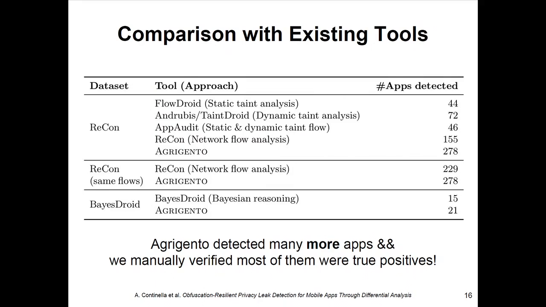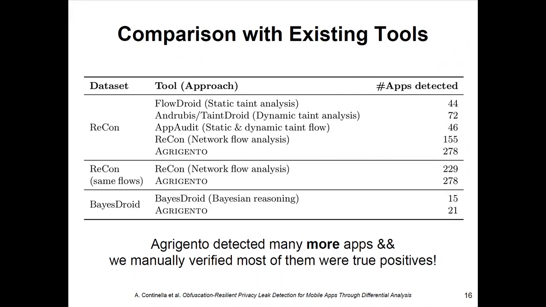First, we used the Recon dataset, and we compared our results to the results from Recon's paper. We saw that Agrigento detected many more apps than the previous tools. However, when comparing approaches that are based on dynamic analysis, the UI stimulation can actually affect the results. So we asked the Recon authors to run their tool on the network traces that we collected during the experiments. We found out that Agrigento detected all the apps detected by Recon, and in addition detected 49 new applications. We manually verified that at least 32 of these new detections were actually true positives.